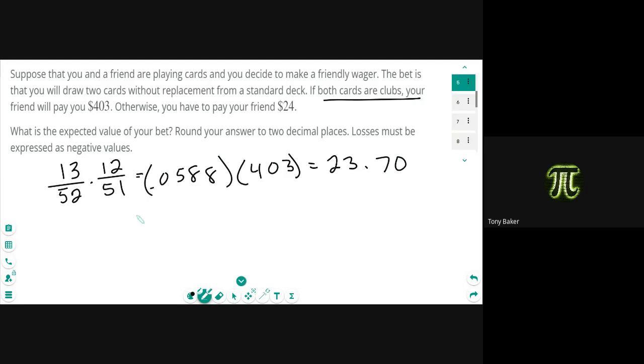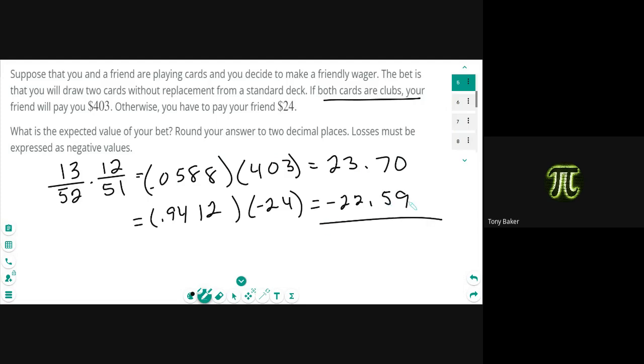All right. If we don't get that, we have to pay him $24, right? So that means we're going to multiply by negative 24. What's the number I'm multiplying that by, though? No, because that's if we win. It's the converse of that, right? So it's 1 minus that. So we multiply it by 0.9412. And we get negative 2259.